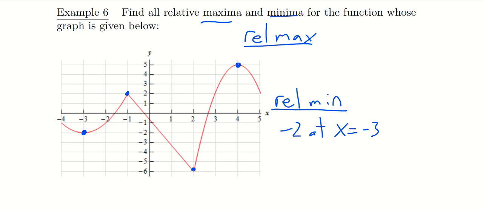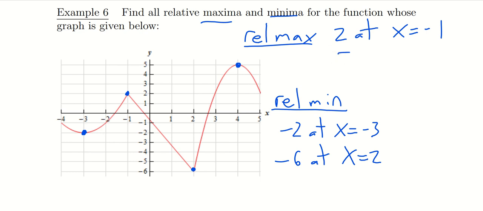We now have a relative maximum. The relative maximum is the y value of 2, and this occurs when x equals -1. We have a minimum value here. The minimum value is -6, and that occurs at x equals 2. And then lastly, we have a relative maximum of 5, and this is occurring when x equals +4.